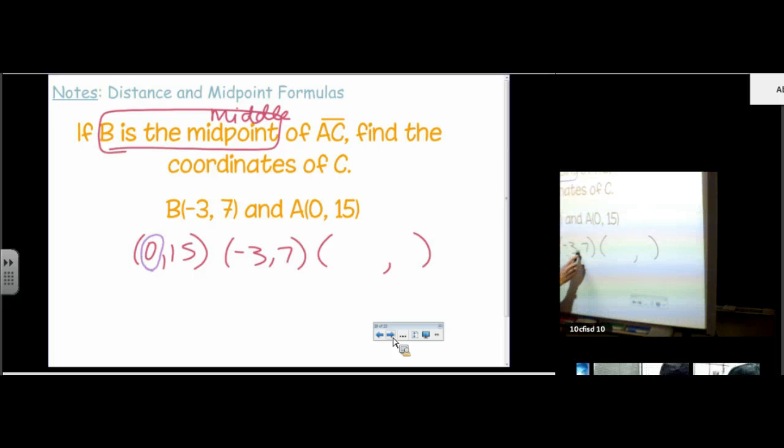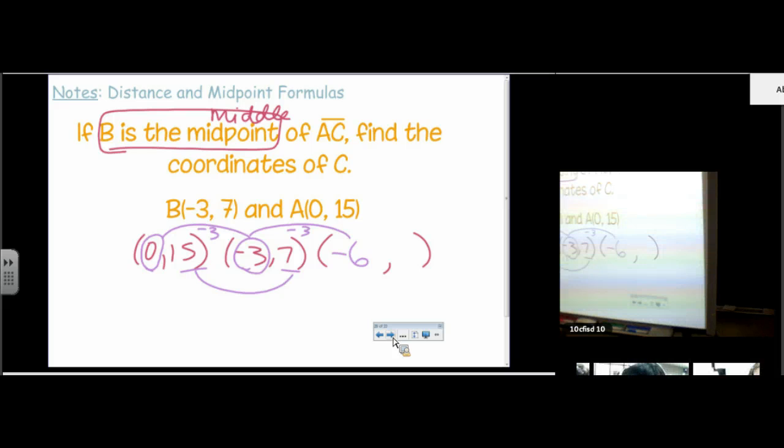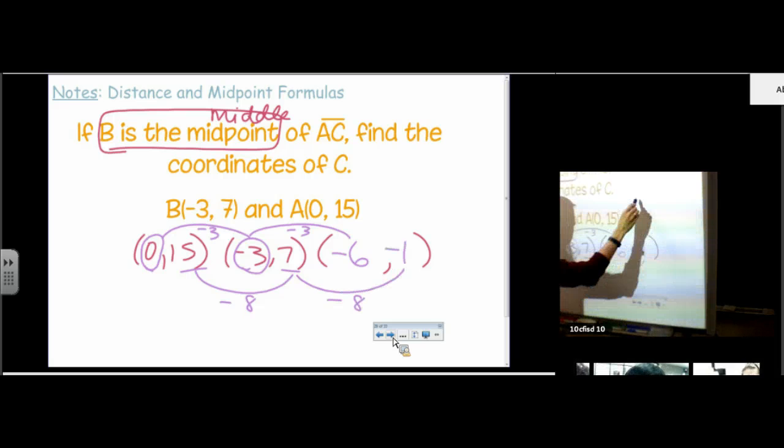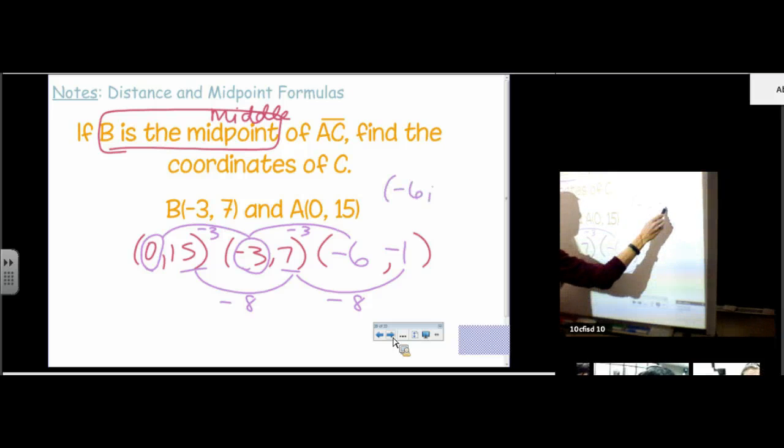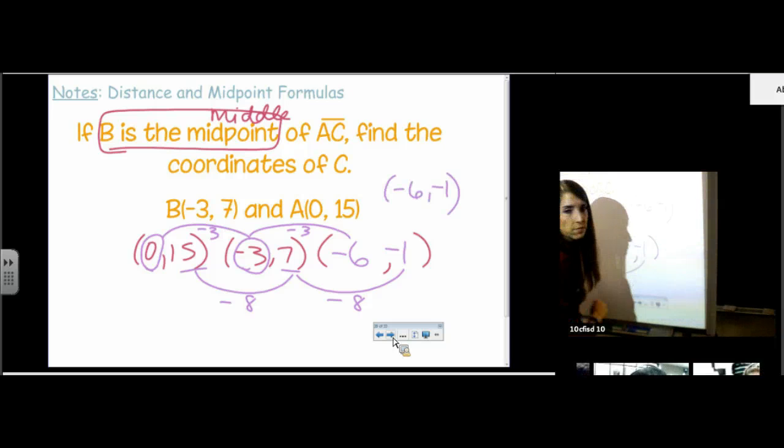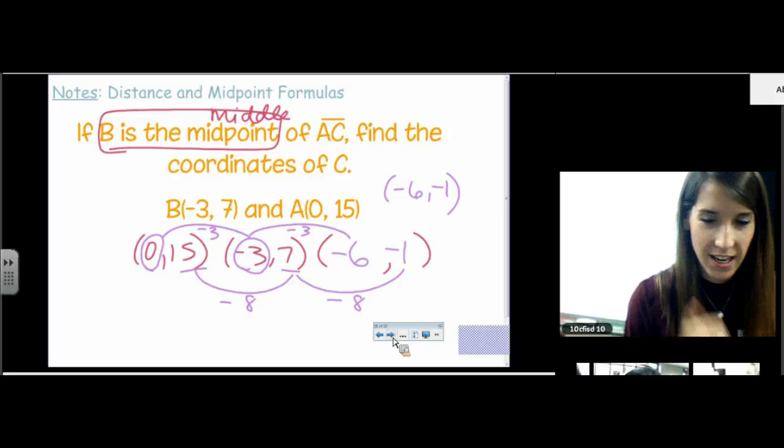Circle your X's and underline your Y's. From 0 to negative 3, you're traveling negative 3. So if you go negative 3 again, you're going to be at negative 6. From 15 to 7, you're traveling negative 8. We always end up at negative 1 for some reason. And then 7 minus 8 is negative 1. So your answer is negative 6, negative 1. Very good, very good.